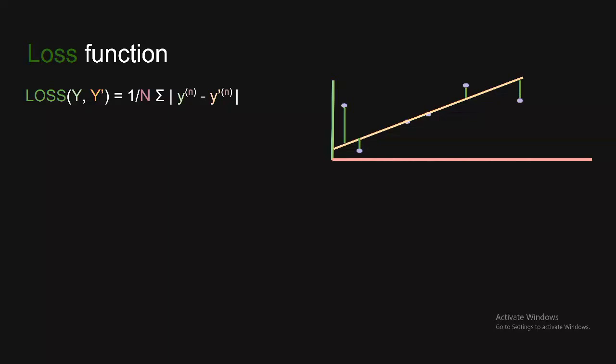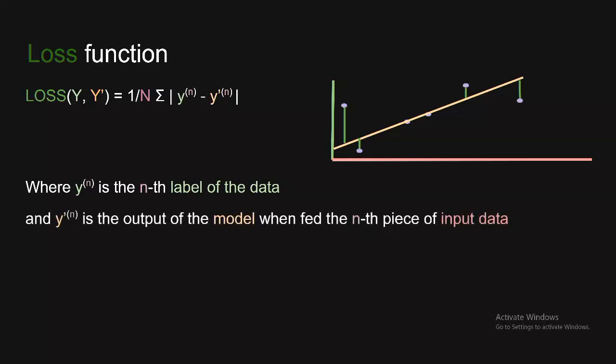So just to get a little notation, the yn is the nth piece of data, and y prime n is going to be the output of the model on that same input, on the nth piece of input. And this loss is going to be called mean absolute error. Pretty straightforward. Mean, because we're averaging over all of the data points. Absolute, because we have the absolute value. And error, because it's the difference. Very straightforward.